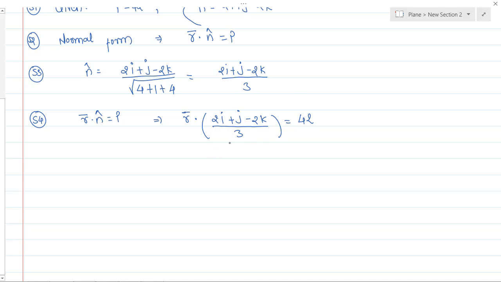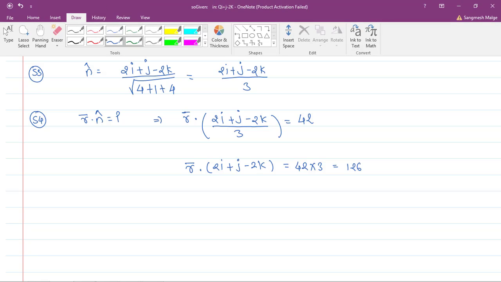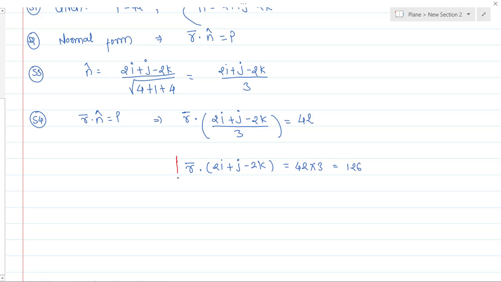Okay, just multiply by 3 on both sides, so we will get r bar dot 2i plus j minus 2k equals 42 into 3, which is equals to 126. Okay, so what is this? This is our required vector equation of the plane. So this is the final answer for this question. Okay, so let's have a small box.